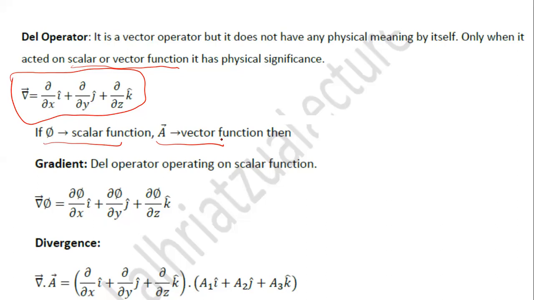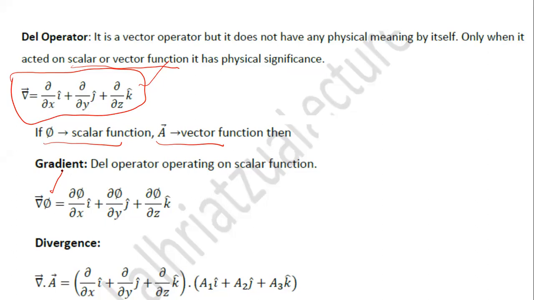Gradient: when a del operator operates on a scalar function, that vector operation is called gradient. So when you have this del operator operating on a scalar function, this vector operation is called the gradient of a scalar function. Whenever you have an operator operating on a certain function, you should always write the del operator on the left side of the function, whether it's a vector function or a scalar function.